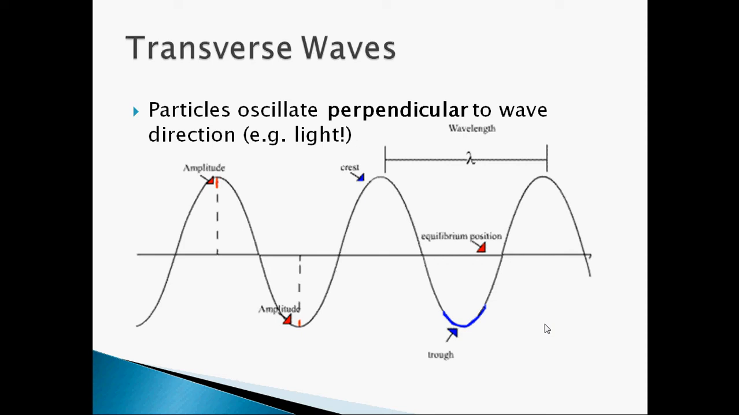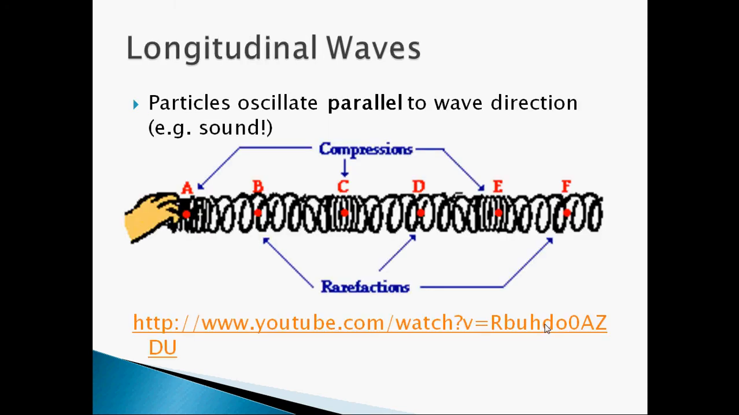Now, this is sort of the classic standard wave that we think of, but there's another one as well, and it's called longitudinal. The difference here is that in a longitudinal wave, the particles oscillate parallel to the wave direction. Whereas before, if we wanted to send a wave along this way, we would see the oscillations go up and down, up and down, up and down.